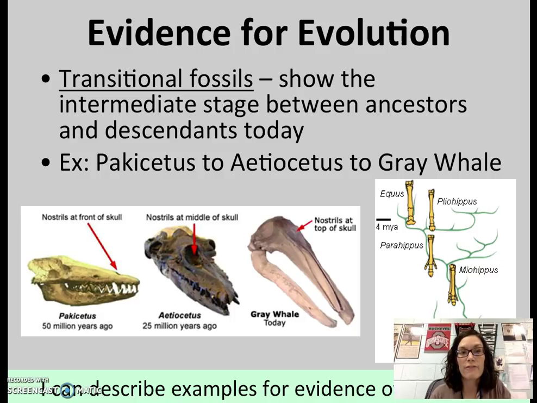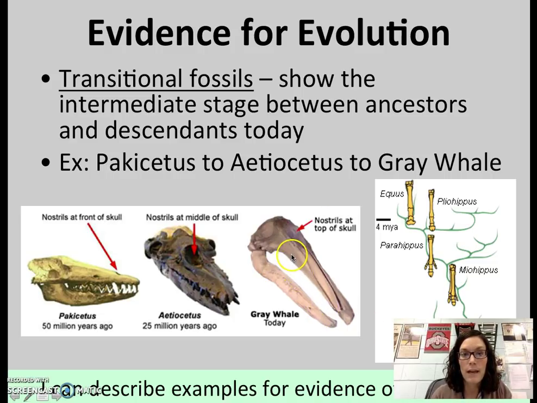So one kind of fossil they use as evidence for evolution is transitional fossils. They show some intermediate stages between ancestors and what exists on Earth, maybe even today. So the example right here is the gray whale today. Its nostrils are at the top of the skull, and obviously here's the mouth.